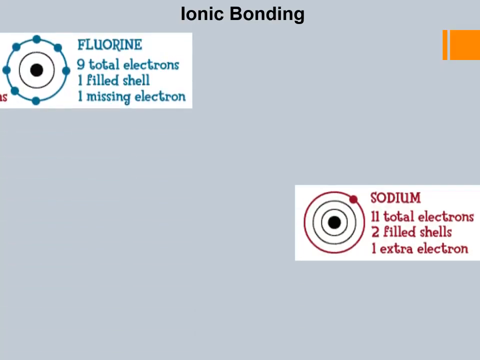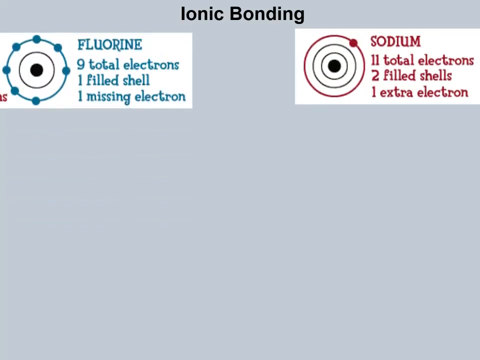So let's have a look at something called ionic bonding. Now you know what an ion is, yeah? We've just done that. What is it? It's an imbalance between the positive protons and the negative electrons. So here we've got fluorine, and the atomic number for fluorine is 9. So there are 9 protons in the nucleus, 9 positives, and outside it has 9 electrons.